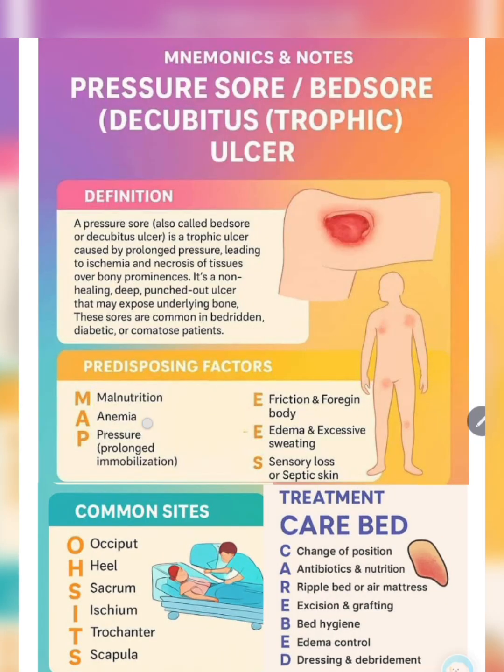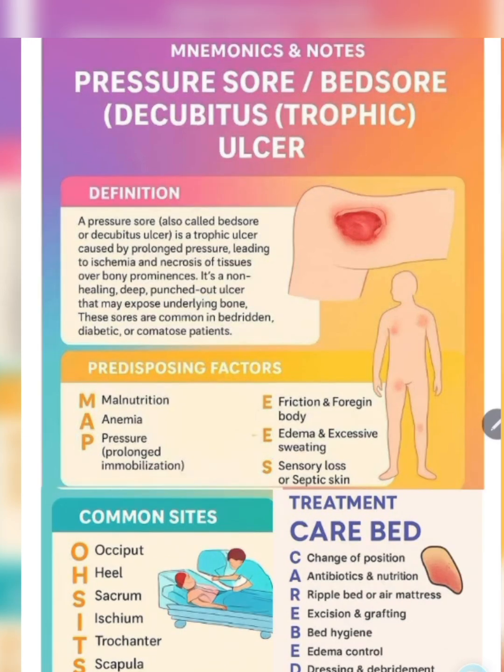M stands for malnutrition. Malnutrition will obviously slow the wound healing and lower the tissue tolerance. A stands for anemia, which reduces the oxygen delivery to the skin and soft tissues. P stands for prolonged immobilization or pressure, which will lead to reduced circulation. F stands for friction and foreign body. E stands for edema and excessive sweating, which makes the skin more fragile. S stands for sensory loss or septic skin, so the patient can't feel pain that damage is happening. So these factors tell you exactly who is at risk.